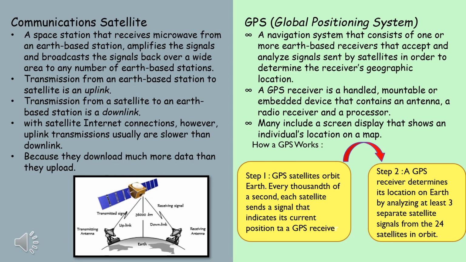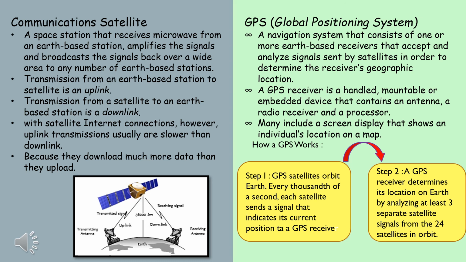We move on to communication satellite. A communication satellite is a space station that receives microwave signals from an Earth-based station, amplifies the signals and broadcasts the signals back over a wide area to any number of Earth-based stations. These Earth-based stations often are microwave stations. Other devices such as microphones and GPS receivers also can function as Earth-based stations.